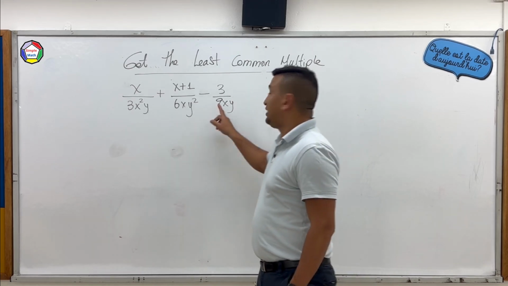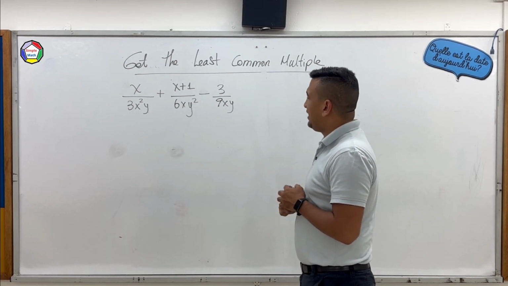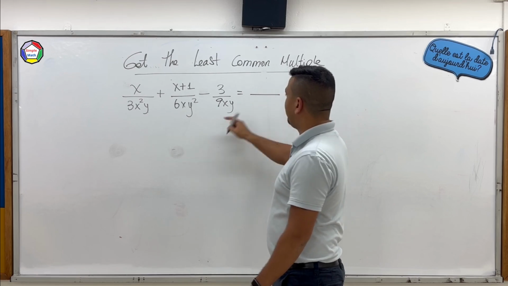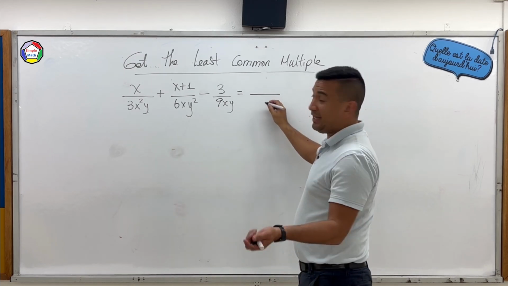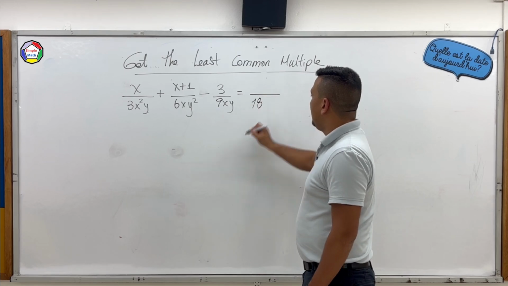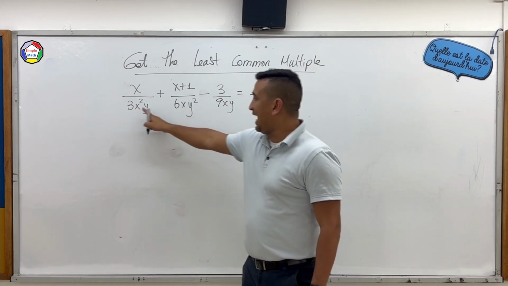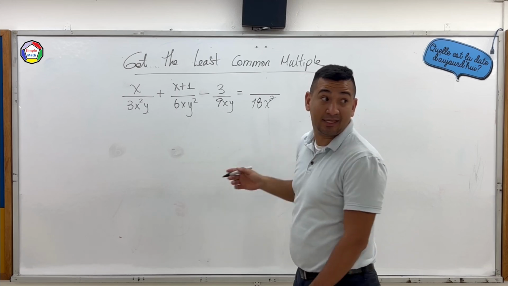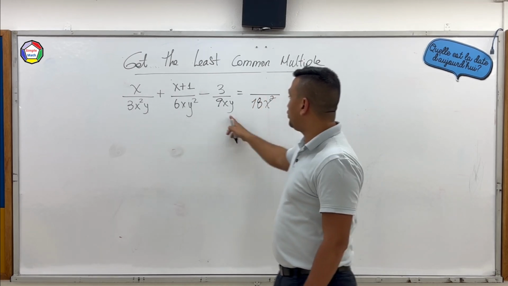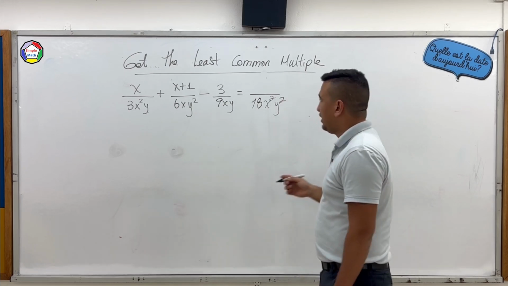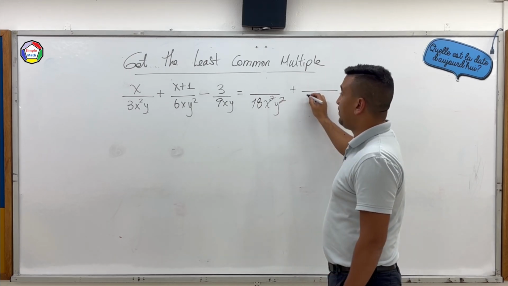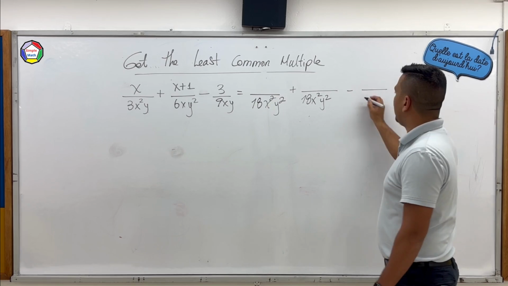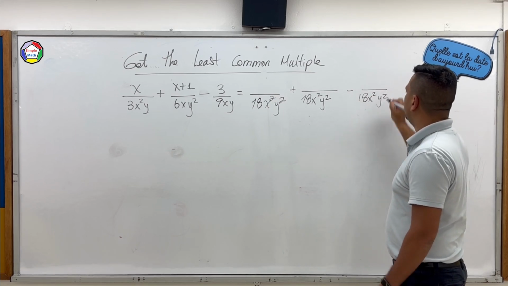First, we get the least common multiple of the numbers. In this case, between 3, 6, and 9, it is 18. So I'm going to rewrite the three fractions again with the least common multiple. The least common multiple of the numbers is 18. Between x squared, x, and x, it is x squared. Remember, it is the letter repeated with the highest exponent. And between y squared and y, it is y squared, the one with the highest exponent. And I will repeat it three times: 18x squared y squared minus the other fraction 18x squared y squared.